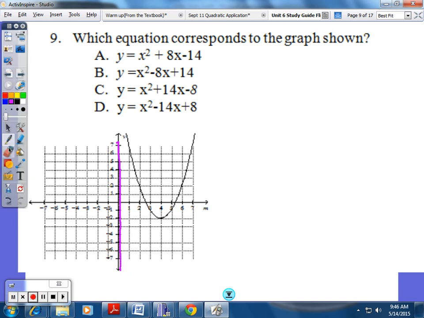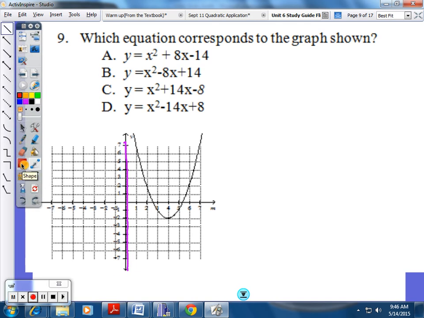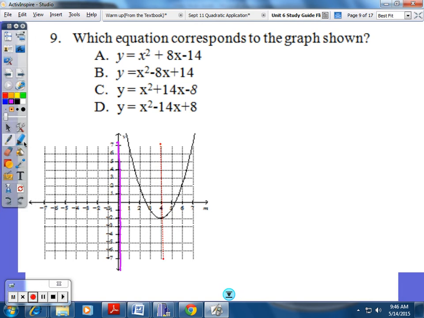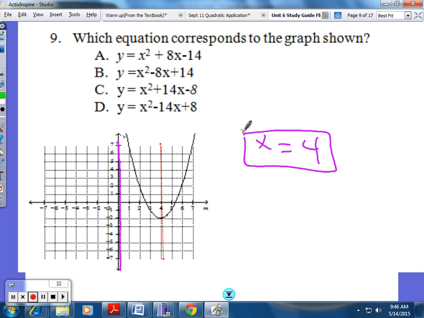And the axis of symmetry, again, is the line that bisects this graph. So it's the line that goes straight down the middle of this graph. Okay. As we see, the line that goes down the middle is at 4. So our axis of symmetry is x equals 4. Starting from 0, you count over 1, 2, 3, 4, and that bisects your graph. So whichever one of these has an axis of symmetry of x equals 4 is our answer.